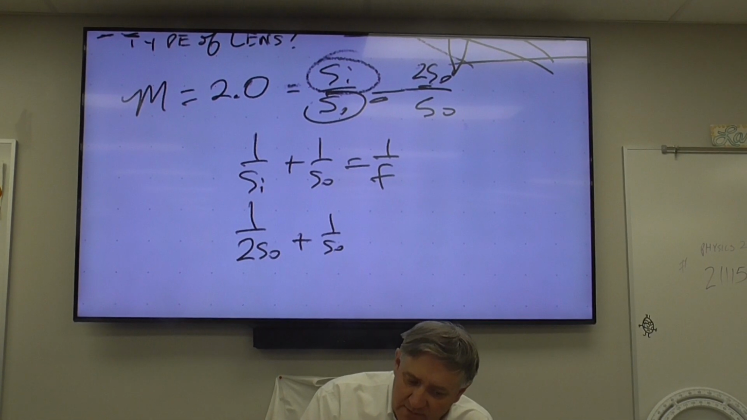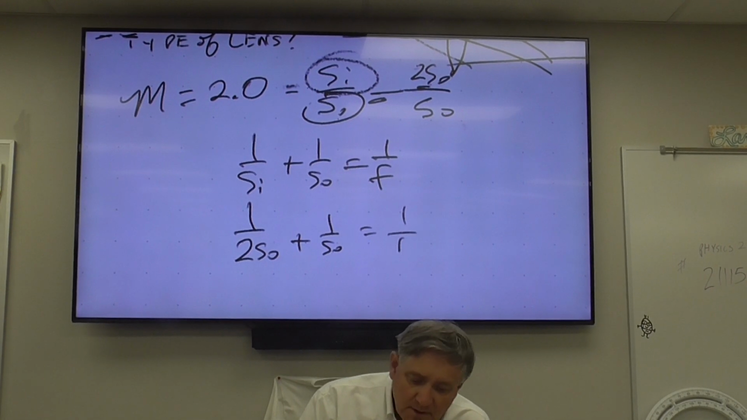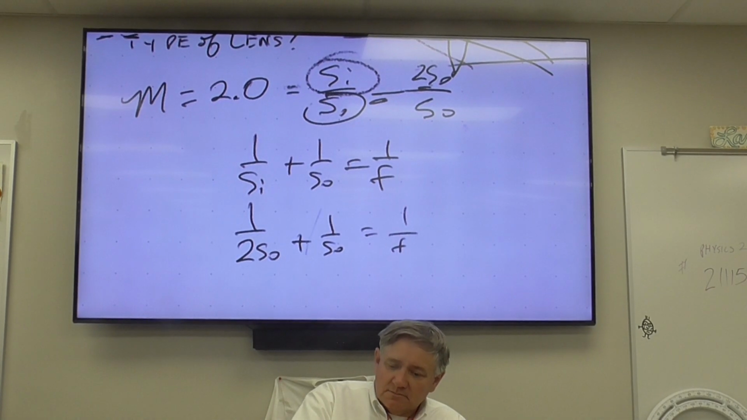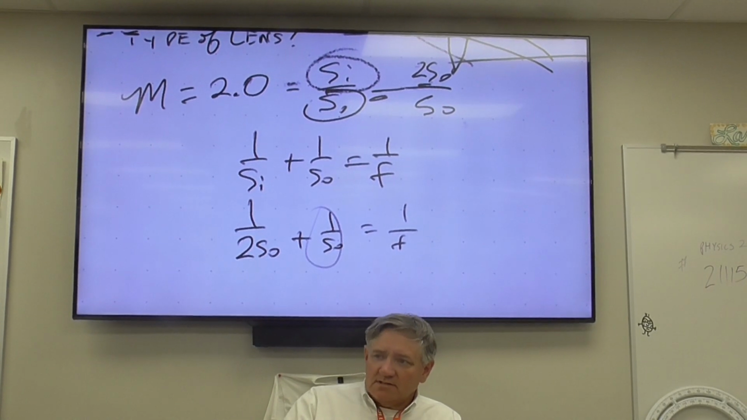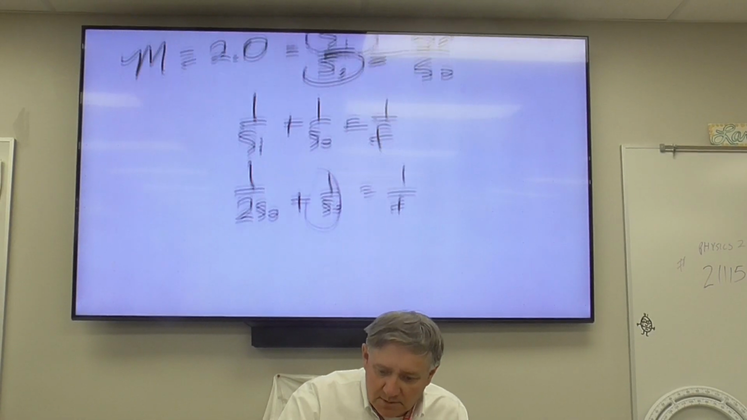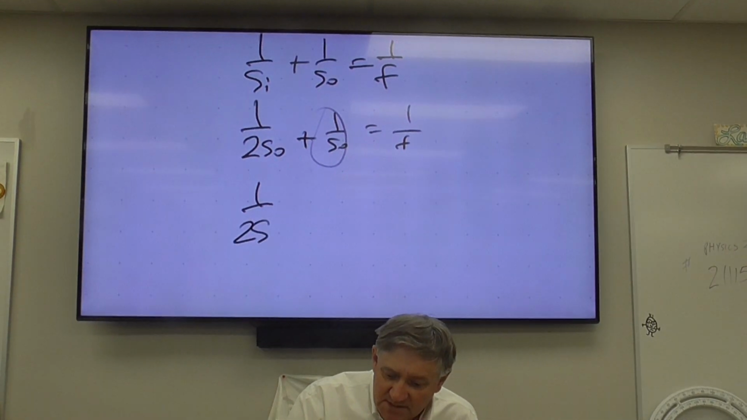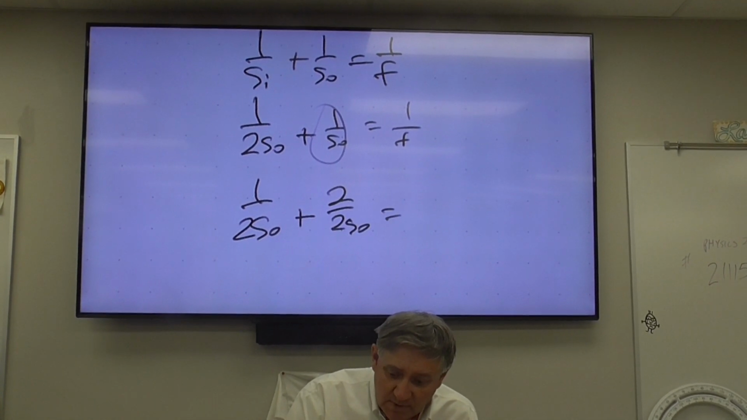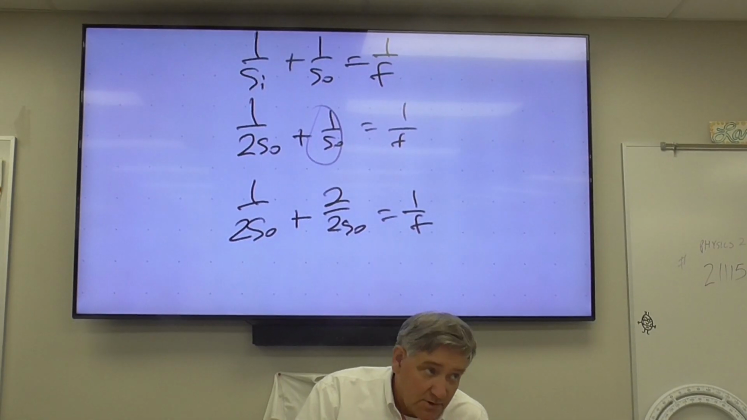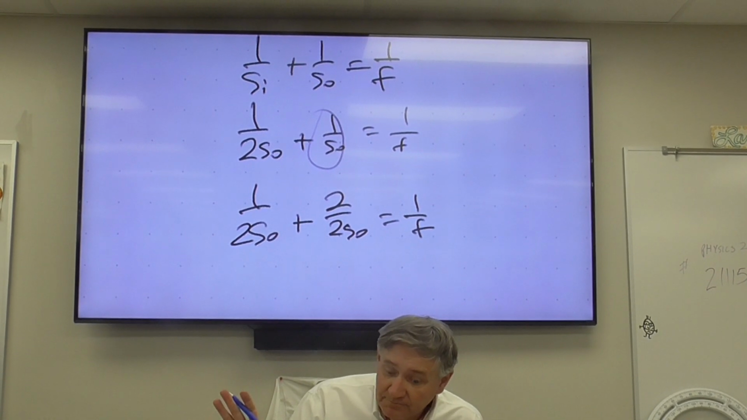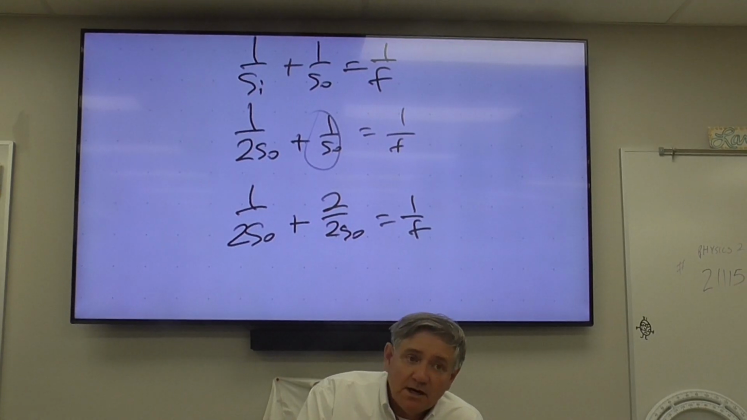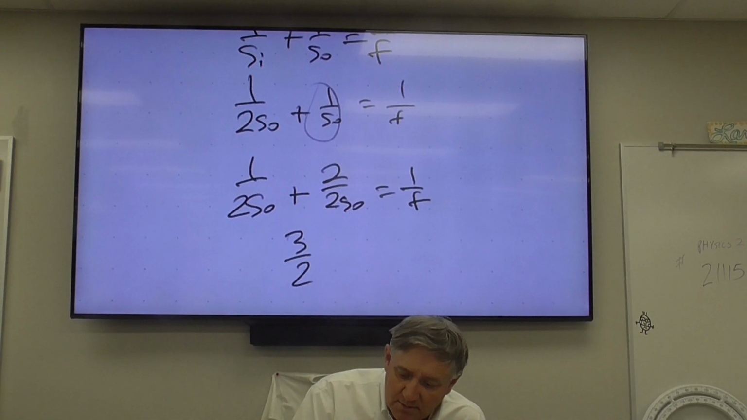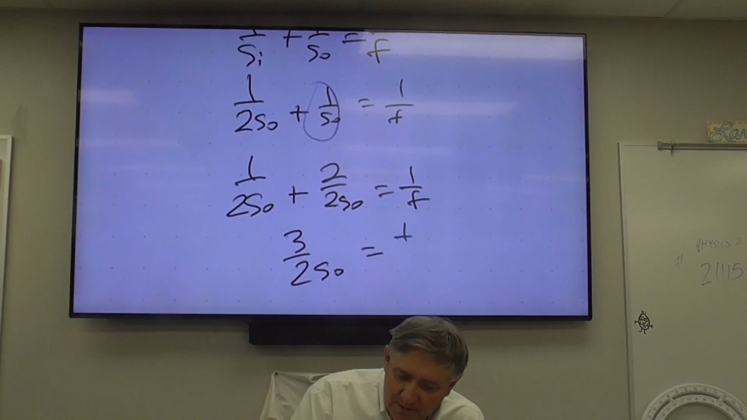So 1 over 2SO plus 1 over SO equals, now what could I do? How could I rewrite 1 over SO? 2 over 2SO. So I could write 1 over 2SO plus 2 over 2SO equals 1 over F. Everybody cool with what I did? If I combine that, what do you get? 3 over 2SO equals 1 over the focal length.